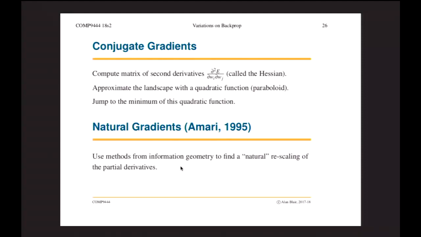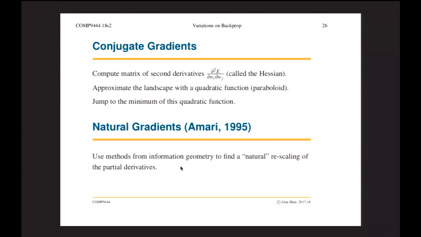If you compute all of those second derivatives, then you can update the weights in a more sophisticated way. Roughly speaking, the way conjugate gradients works is you calculate that matrix of second derivatives. You approximate the error landscape with some sort of mixing bowl, a parabolic shape.